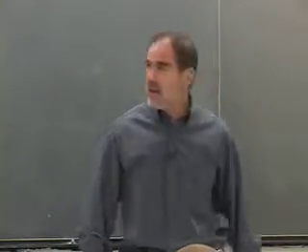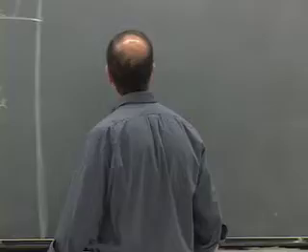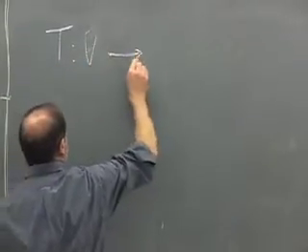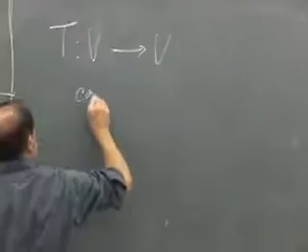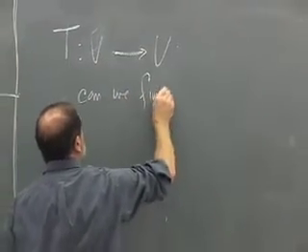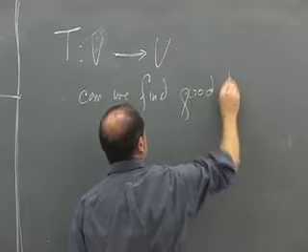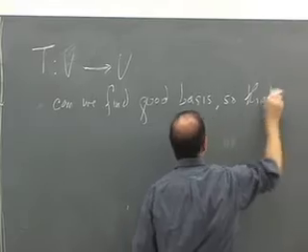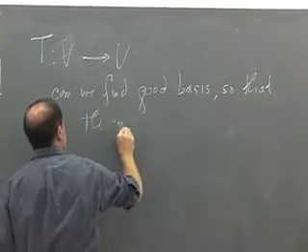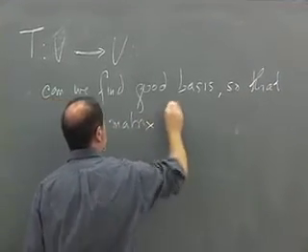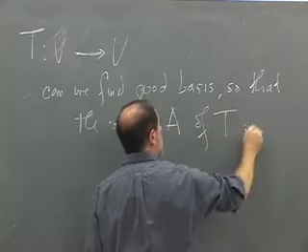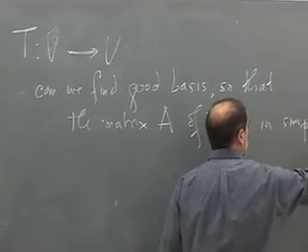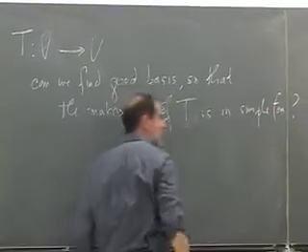Good. All right, now the last time we were talking about choosing good bases for a given linear operator. So we start off with a linear operator T from V to V. And can we find a good basis so that the matrix of T is in simple form? So let's think about that a little bit.